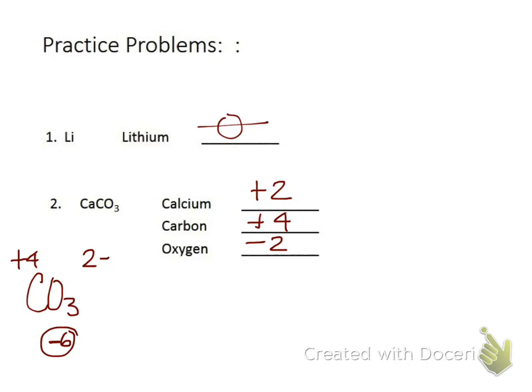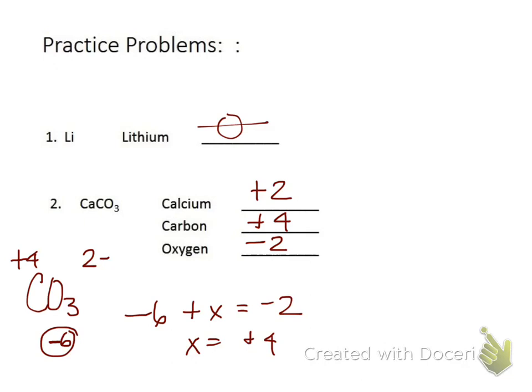If you don't know how they got that, you can do a simple, quick, easy algebra problem. Negative 6 plus x is equal to a negative 2, and then x is equal to plus 4. Where did you get the negative 6 from? We have 3 oxygen, and each oxygen is a negative 2. So 3 times negative 2 is a negative 6.